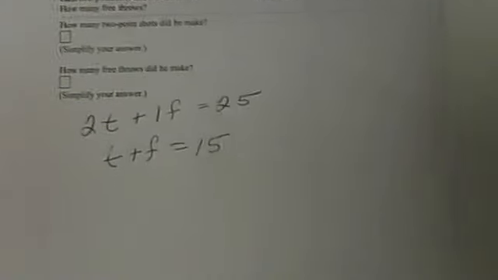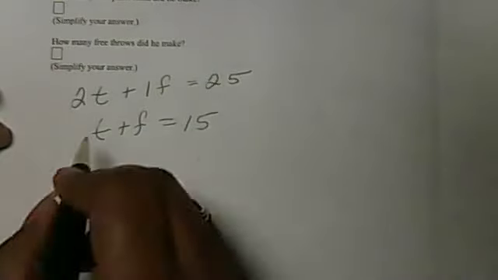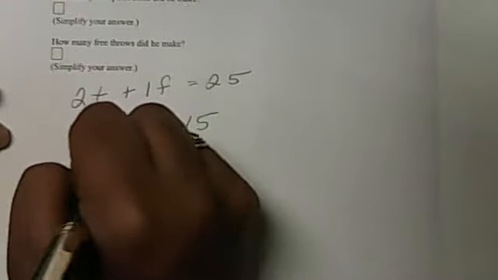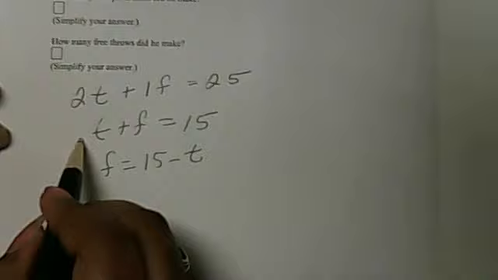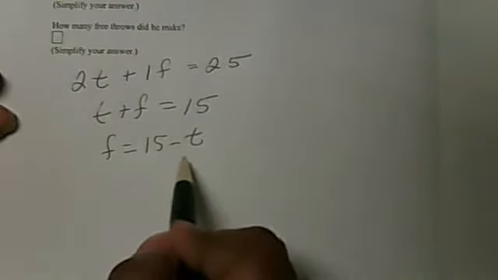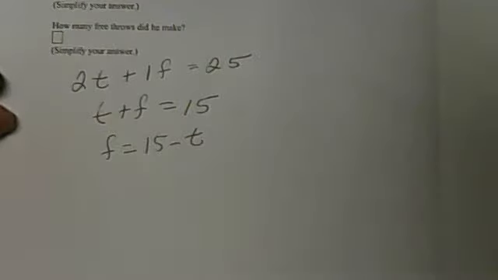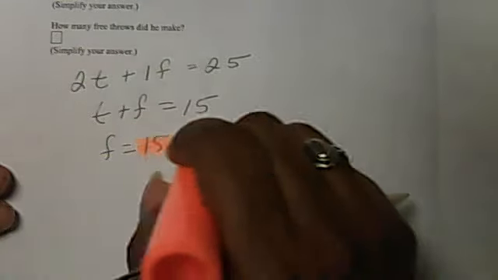Alright, I just did elimination, so I think I'm going to do substitution. Substitution just requires me to rewrite one of these by moving one of the variables over. So I'm going to say that F is equal to 15 minus T. Right, so I just subtracted T from both sides. Now I'm going to replace my F with this stuff. I'm going to replace this F here with my F right there.